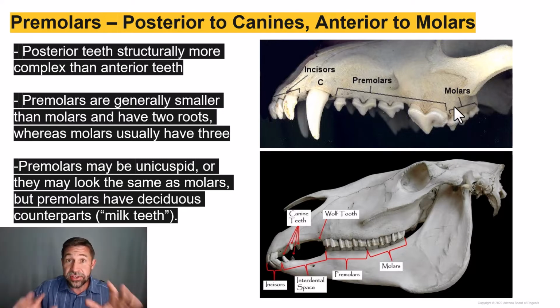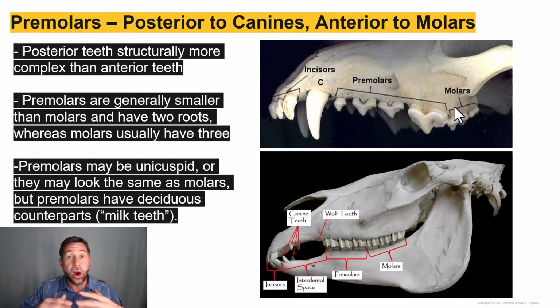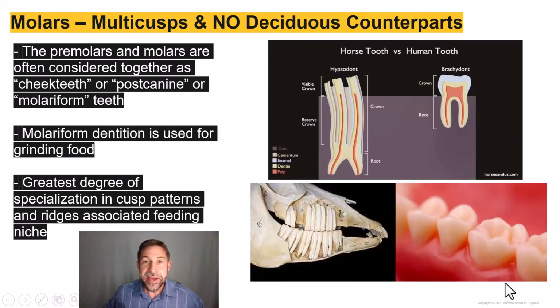However, the best defining characteristic for distinguishing between premolars and molars is that the premolars are going to have deciduous counterparts. There are milk teeth of the premolars. So those baby teeth premolars are going to come in and then be replaced by adult premolars. Whereas the molars, there are no deciduous counterparts. And finally, we have the multicuspid molars, which again, unlike the premolars, have no deciduous counterparts.